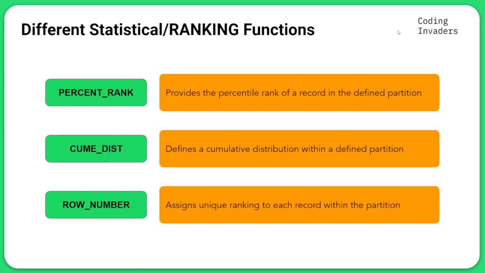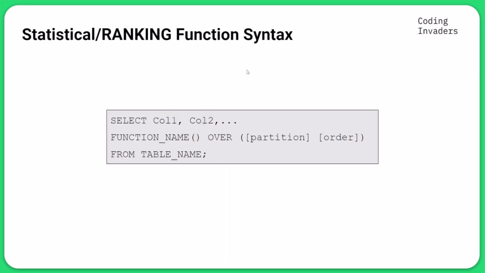Alright, so let's summarize. So we looked at 3 functions. One was percent_rank. So it provides the percentile rank of a record in defined partition. Then we looked at cumulative distribution. It defines cumulative distribution within the defined partition, then row_number, which assigns unique rank to each record within our partition. Okay, so this is the basic syntax of these functions. We have the function name, then over our partition, order, whatever you want to provide.